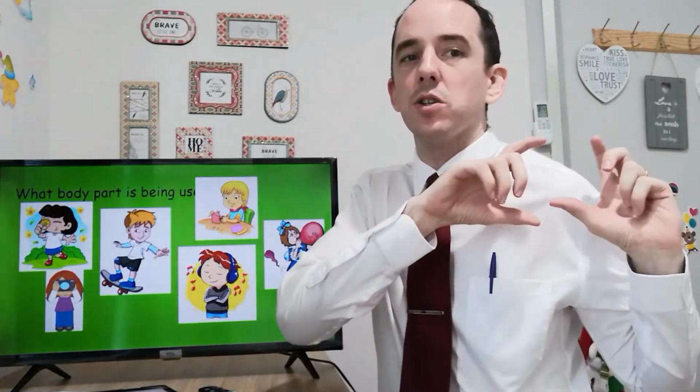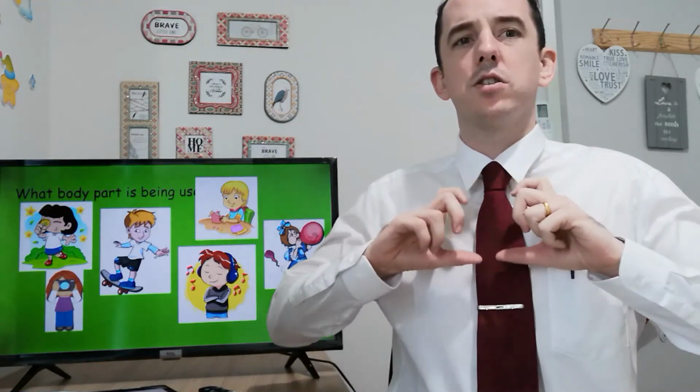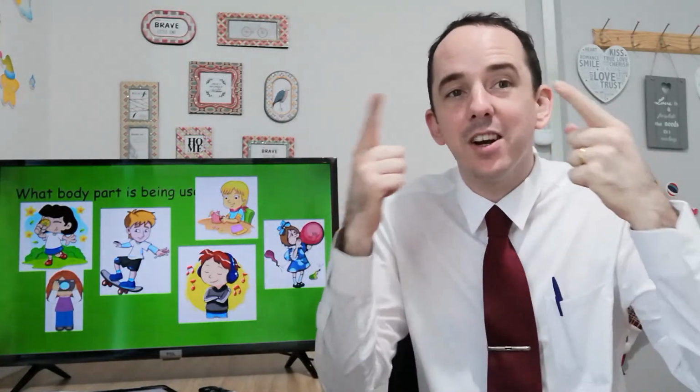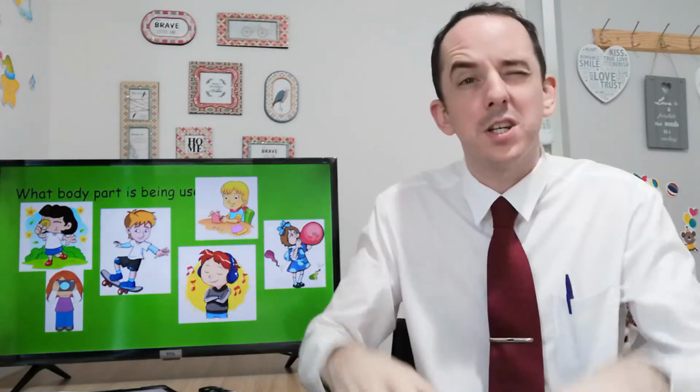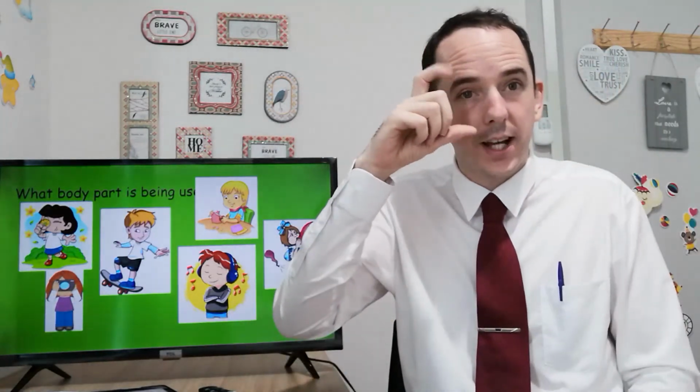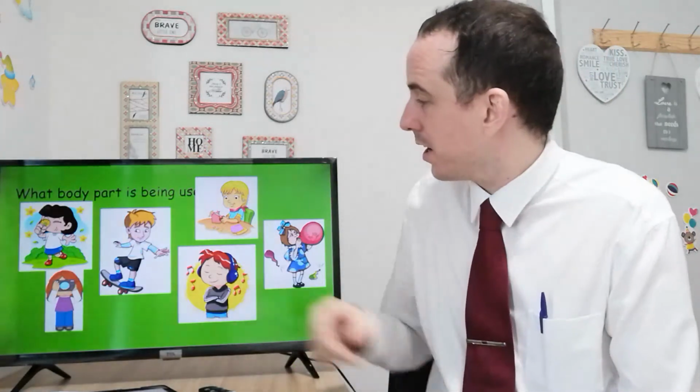Is she using her shoulder? Is she using her chest? Is she using her ear? No, she's using her eyes. Good. So she uses her eyes and she goes click. And she uses her fingers too. Click, click. So eyes and finger.